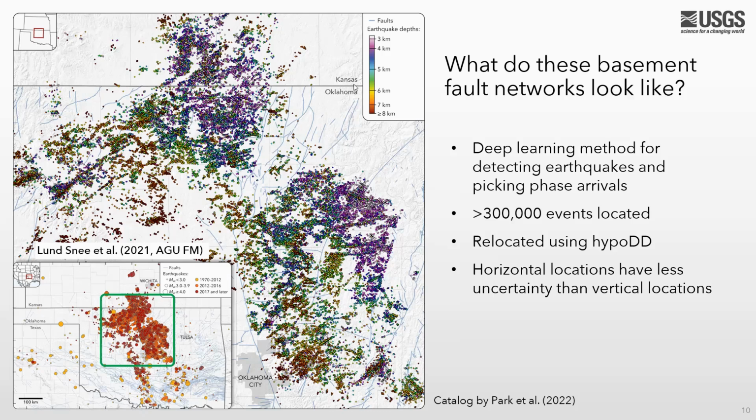But what they've done is they've improved on prior catalogs. They used a deep learning method to detect the earthquakes, pick the phase arrivals, and do the locations. This resulted in finding 300,000 plus events, down to much lower completeness magnitudes than were previously available. And they relocated these with a double differencing technique, which, as I'll show, allows you to see planes form in some cases with really great fidelity.